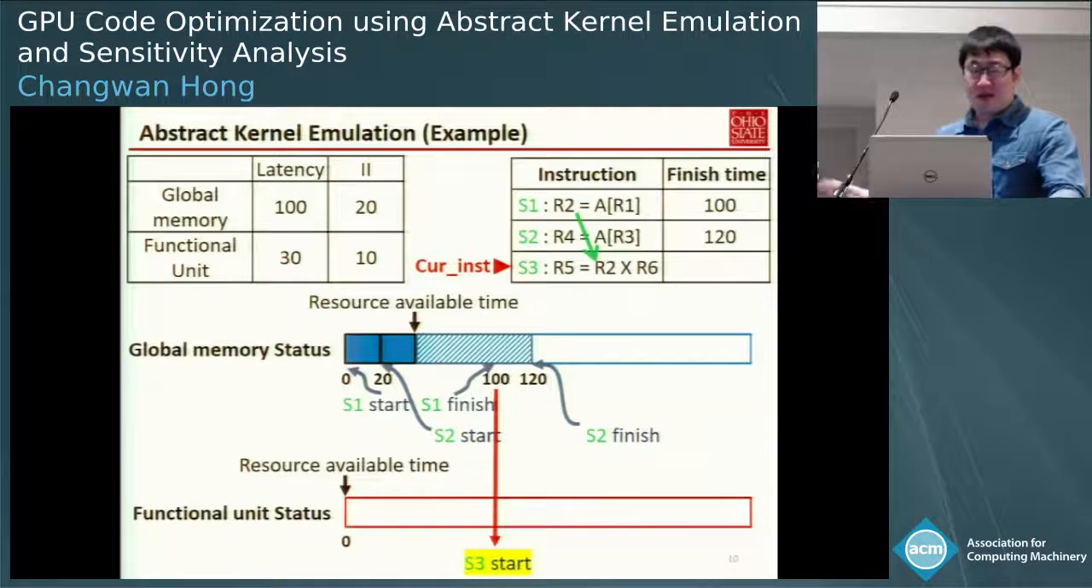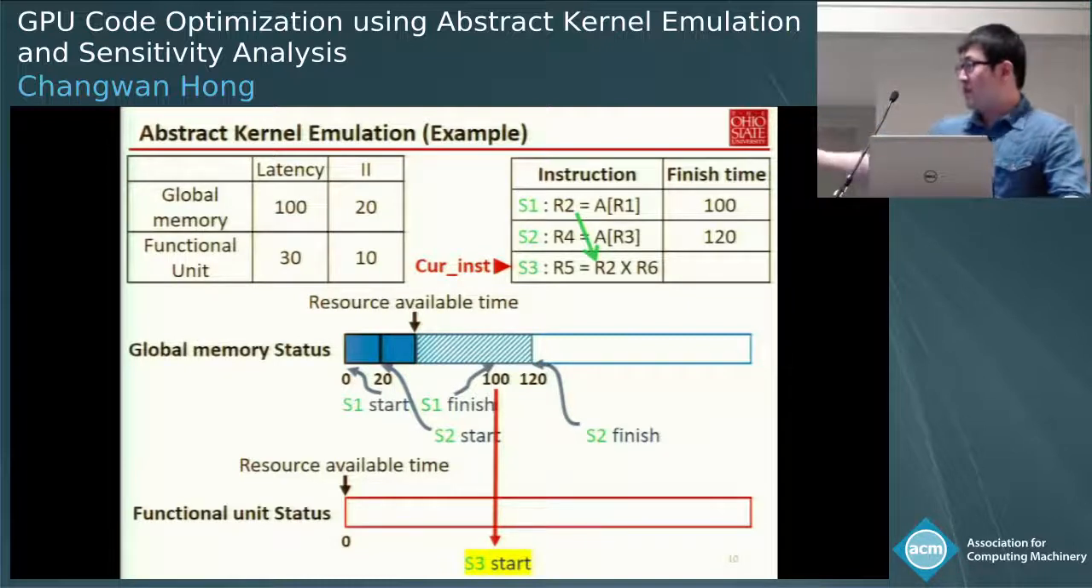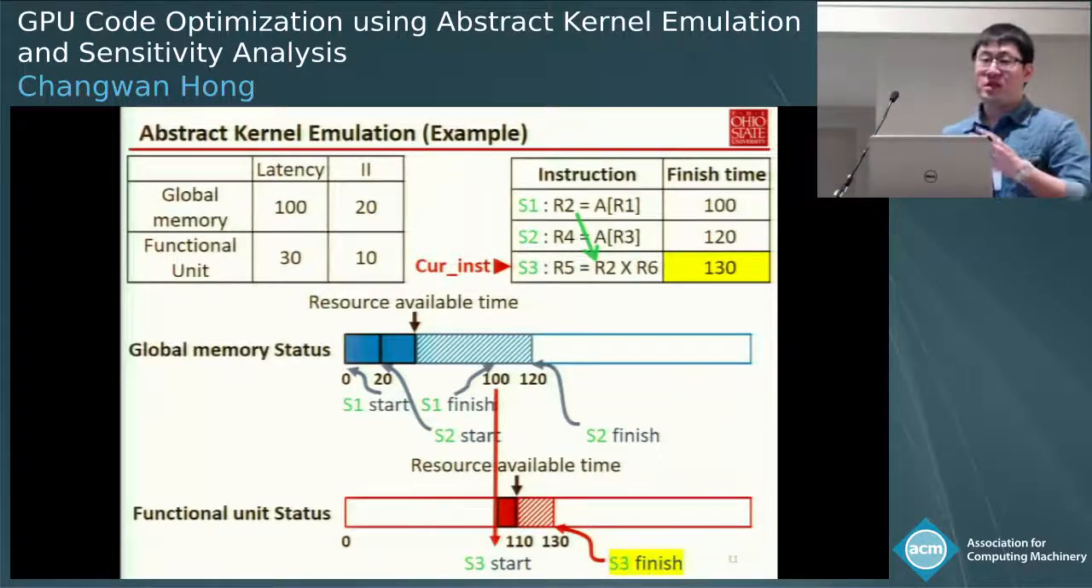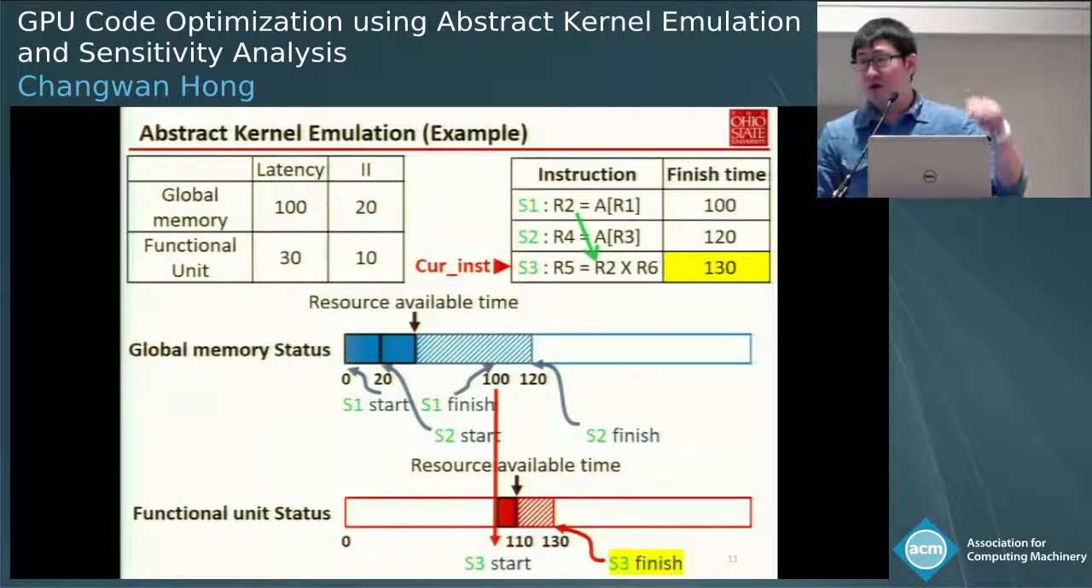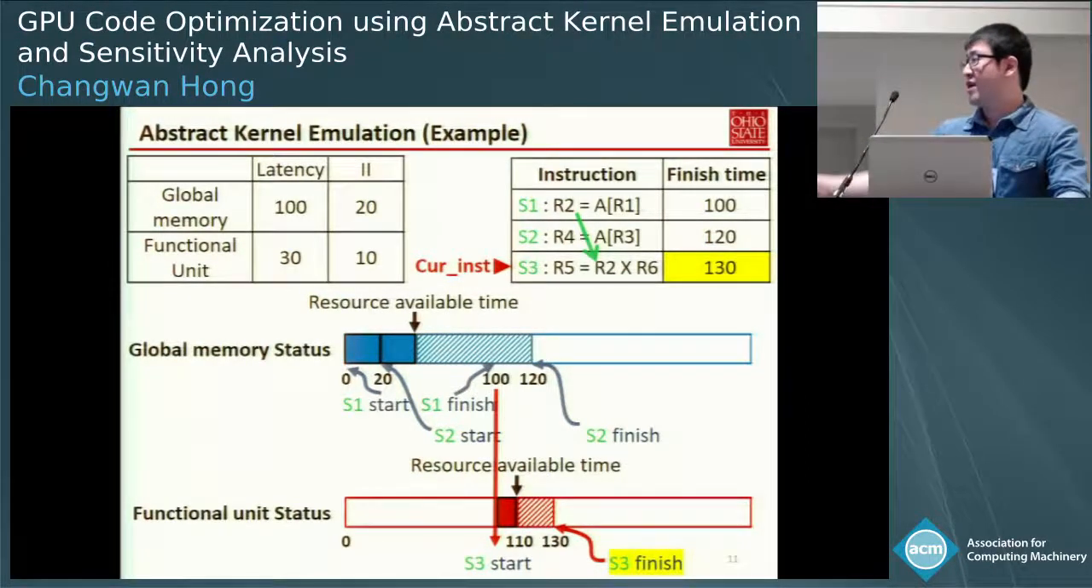For S3, as I mentioned, this instruction is dependent on S1, which means S3 cannot be executed until S1 is finished, which is time step 100. So S3 can be executed at time step 100 and finish at 130 because the latency of the functional unit is 30. Because at time step 100 the functional unit resource is admitted, the resource available time is increased to 110, which is 100 plus 10.